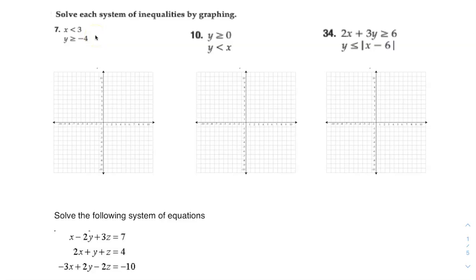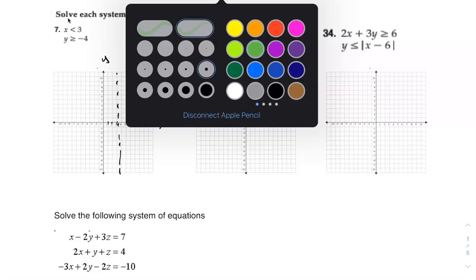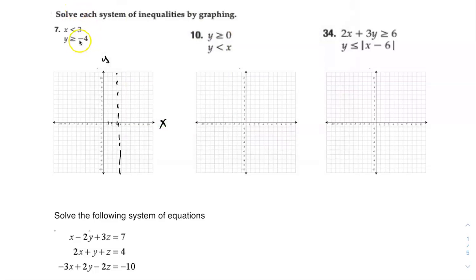X is less than 3. Here's my x, here's my y. All I ever do is follow the tally mark. So 1, 2, 3. It is an open circle because there's no line beneath it. So it's a tally mark like that. And then less than, let's make this lighter. Less than is to the left of it. Numbers less than 3 are on this side. So that's where we'll be shading.